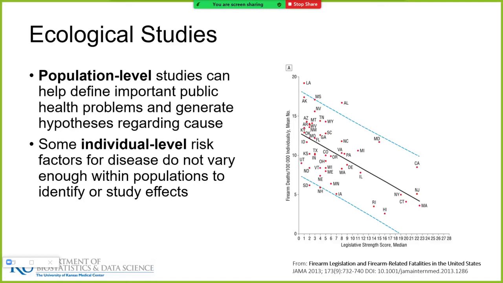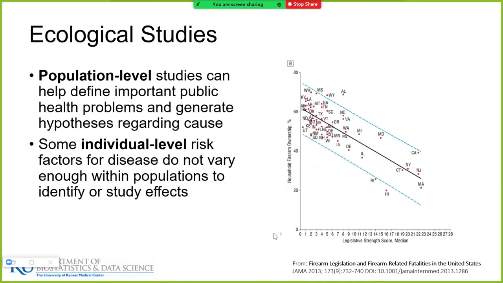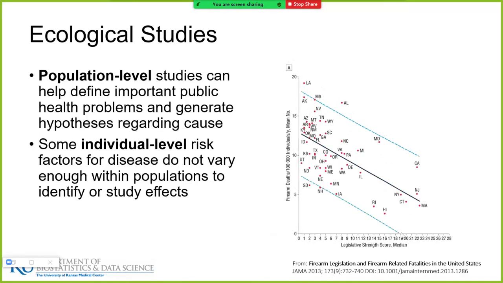Another reason why we might conduct an ecological study is because some of these individual level risk factors for disease, or even in this case for firearm death, may not vary enough within populations to identify or study their effects. So in this case, they're looking at the association between the legislative strength score, where the larger it is, the stronger the legislation, and the risk of firearm death from 0 to 20 per 100,000 individuals.